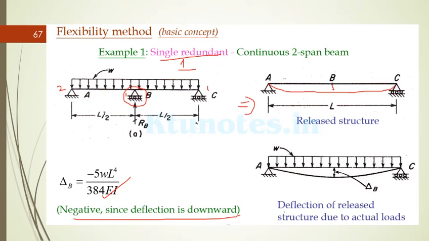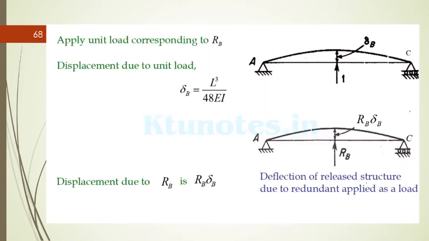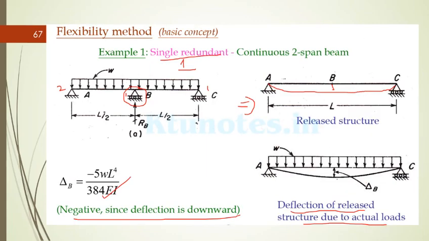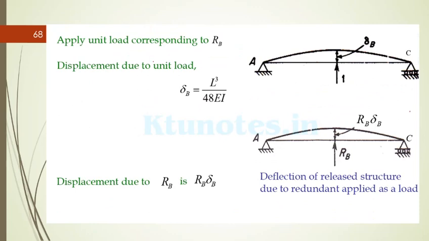So the deflection of the released structure due to the actual loads is given by delta B. Also note that in the actual case the deflection at this point is 0 because there is a support there. So in the next stage you should apply a unit load corresponding to RB, which is the redundant.